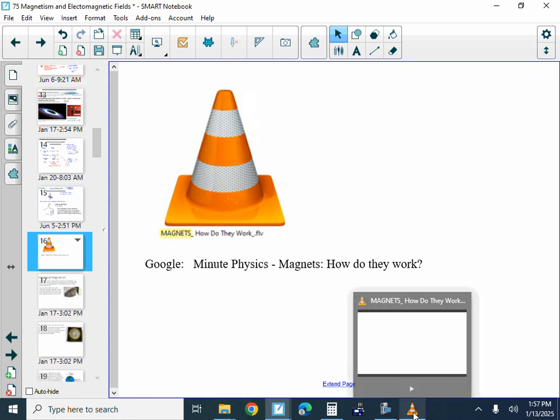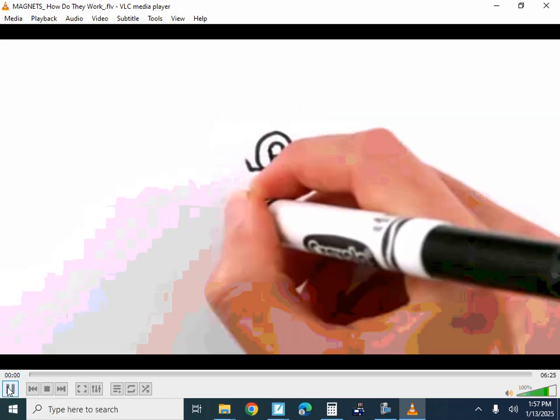So magnets, and how do they work? Let's watch a little video here. Hope I don't get copyright. So shout out to Minute Physics. I give credit. I'm not stealing. I'm just sharing. There we go.